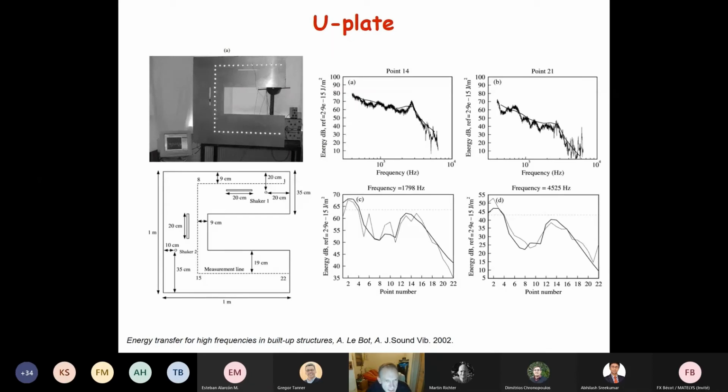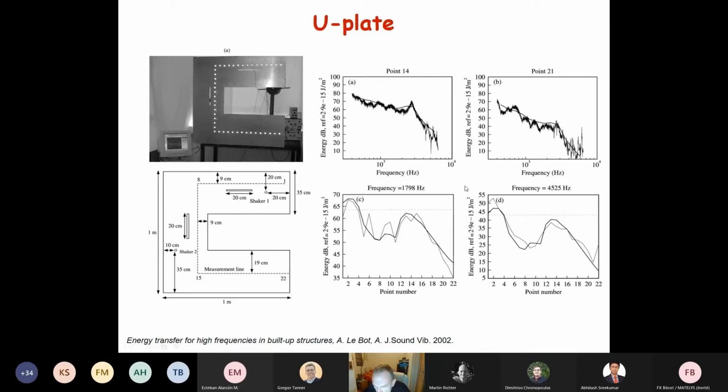A third example on the plate. So this is a plate which is highly damped, and also we have two slits there in order to diffract rays. And what we can observe again is the frequency evolution of the vibration, and the smooth line is the solution of the radiosity equation.